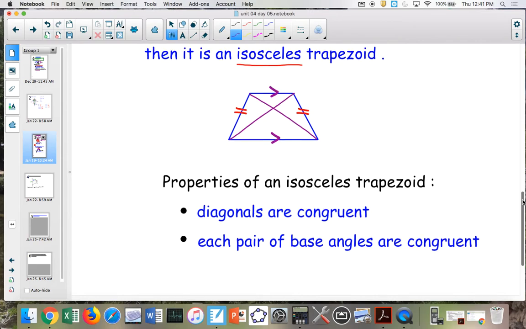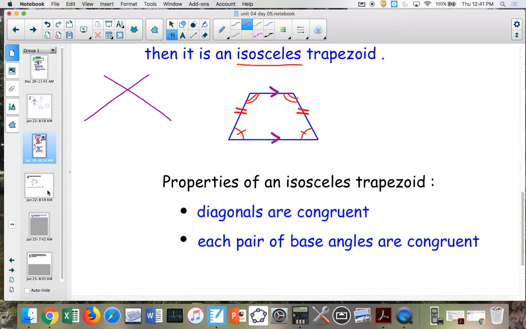The other thing we know is that each pair of base angles are congruent. So let me get that out of the picture. And we know that this angle is going to be congruent to this angle. And this angle will be congruent to this angle.